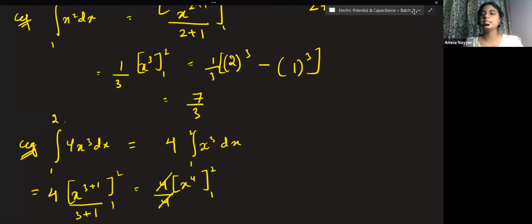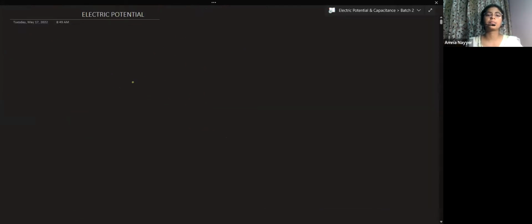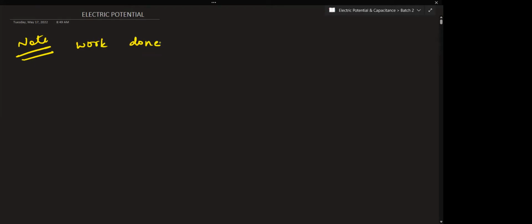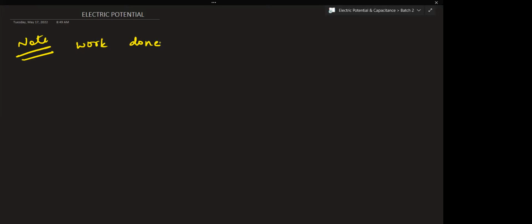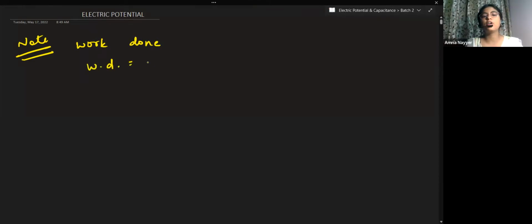Now let's discuss electric potential. Electric potential is similar to what you have studied regarding work done. Work done, if you are able to recall, what was the formula of work done? Force into distance. Force into distance or displacement? Oh yeah, displacement. So work done is the dot product of force and displacement, F.s, or you can write it as Fs cos theta.